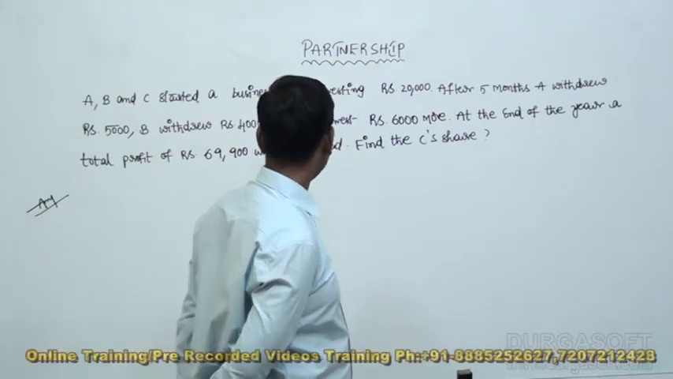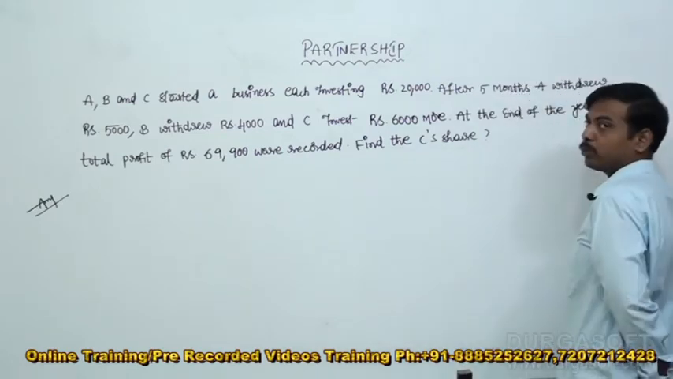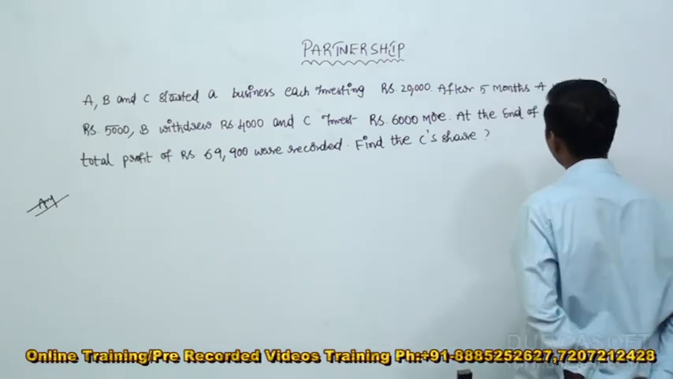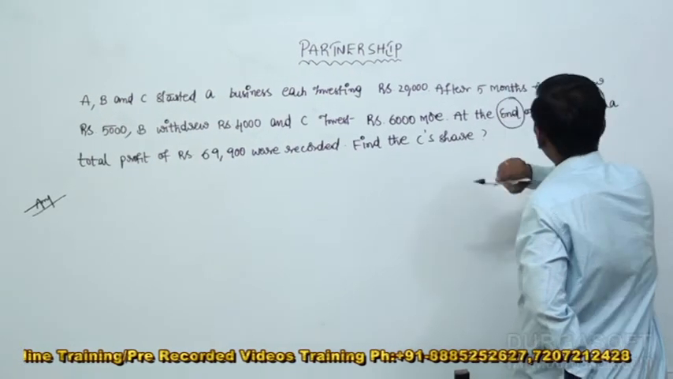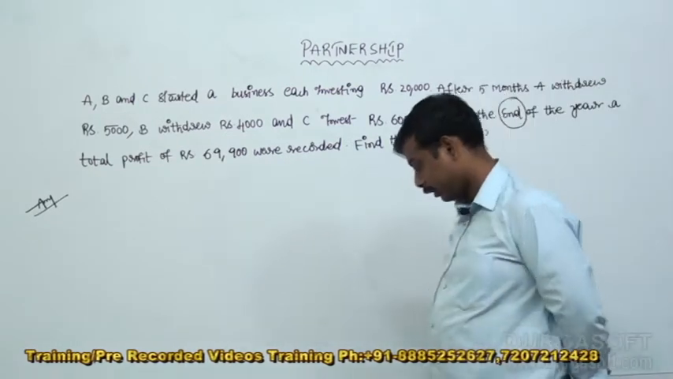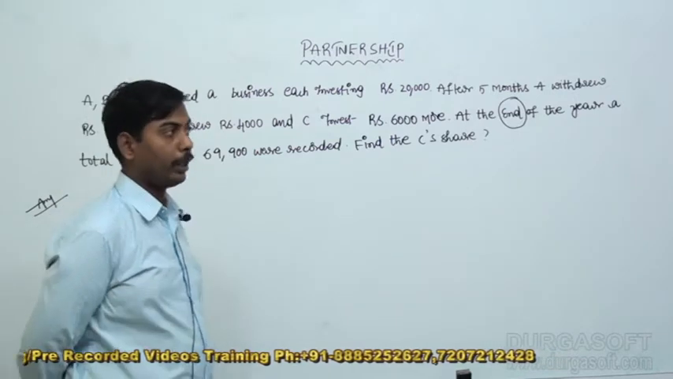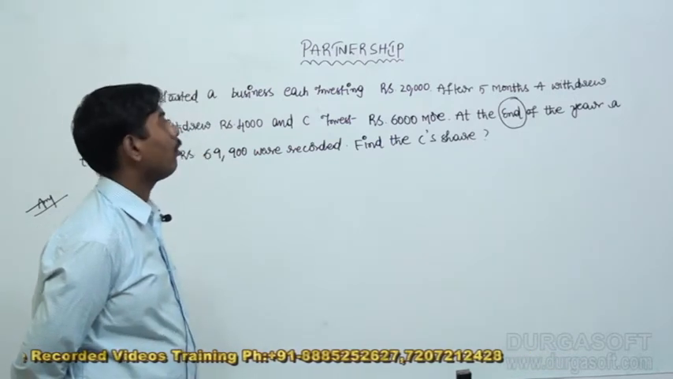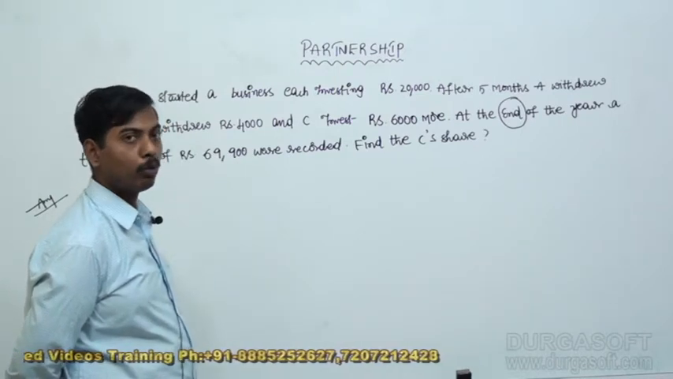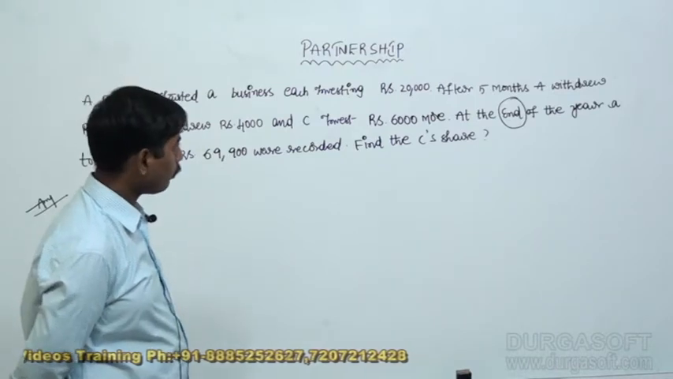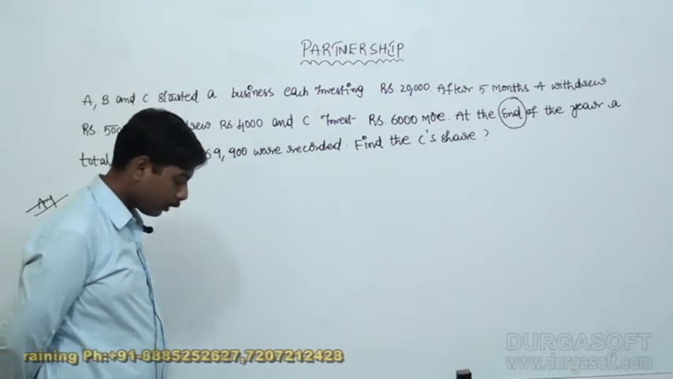At the end of the year, a total profit of rupees 69,900 were recorded. At the end of the year means we are talking year, end of the year. End of the year means great. Alright, end of the year means let me check here. All the people were there in the business up to how many months? At the end of the year, a total profit of rupees 69,900 were recorded.